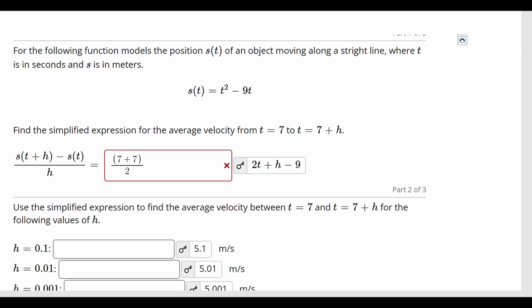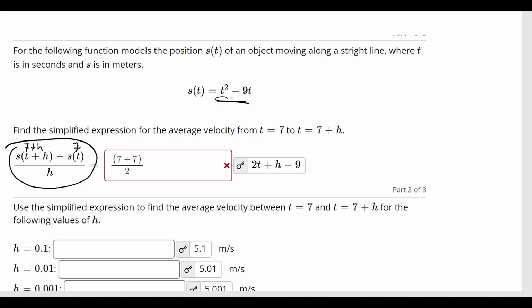In this problem, we're going to use the difference quotient again with this function, s of t equals t squared minus 9t, a nice little quadratic function, and find the simplified expression for the average velocity from t equals 7 to t equals 7 plus h. So our t is 7, we have 7 in there and 7 plus h in there, and see what happens with this.